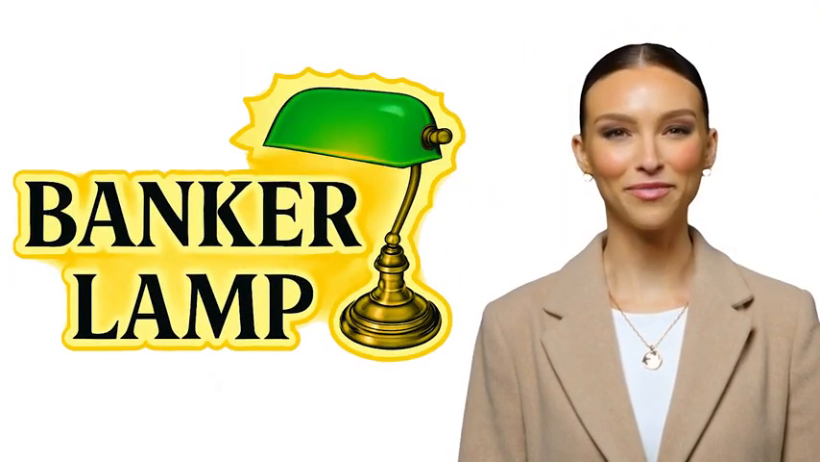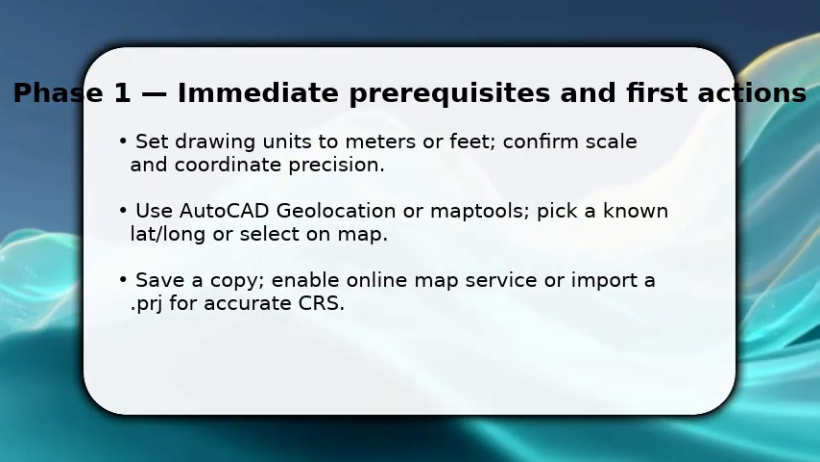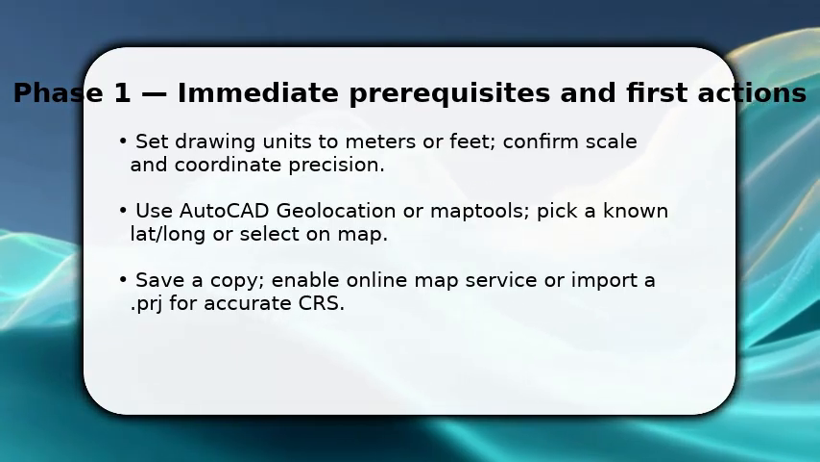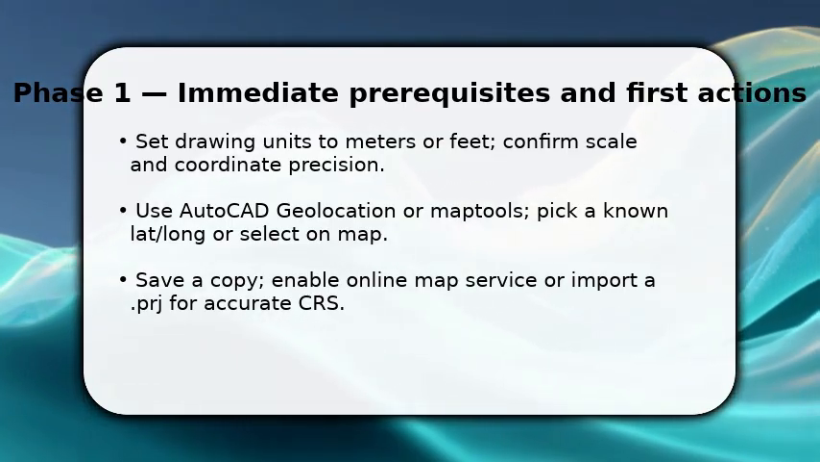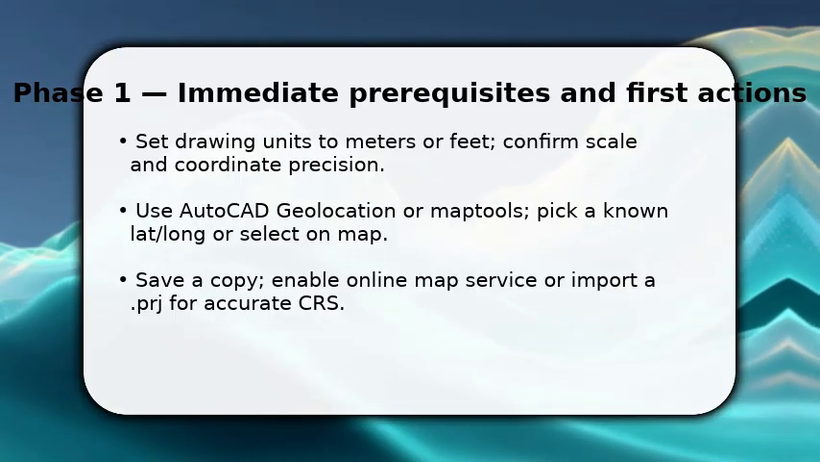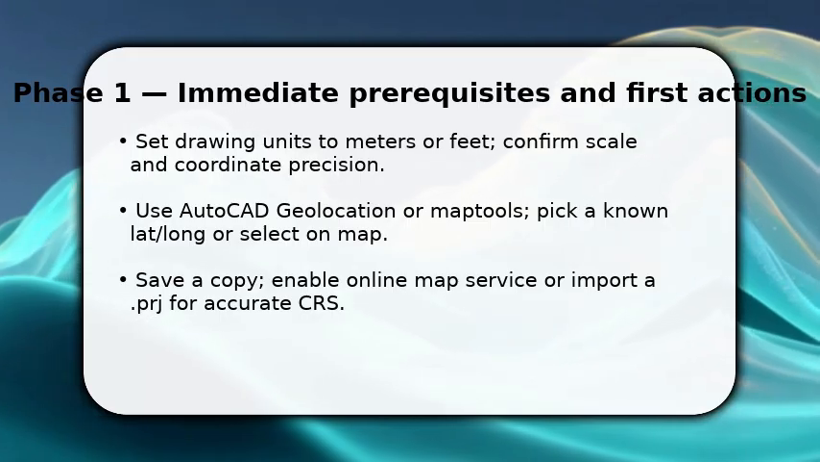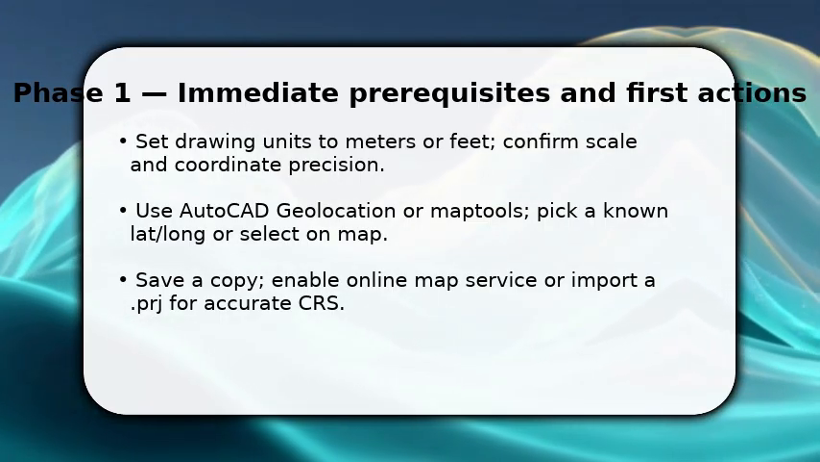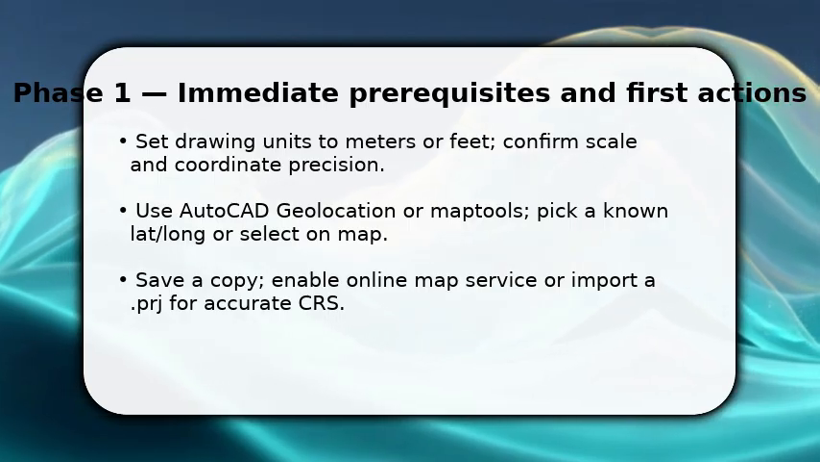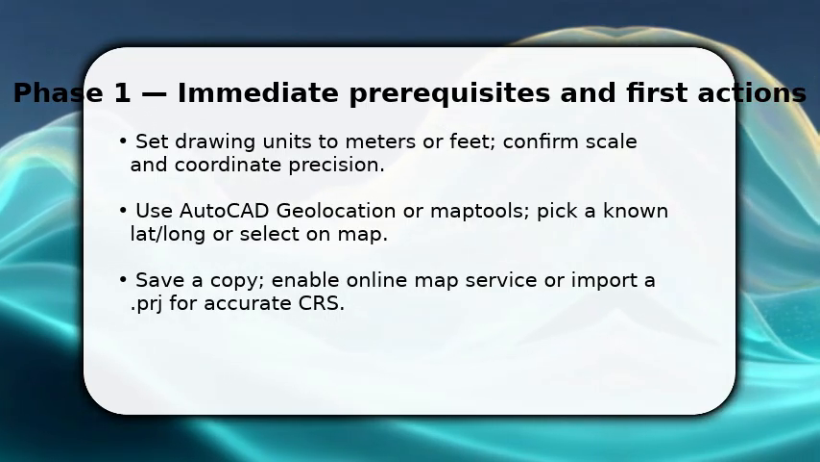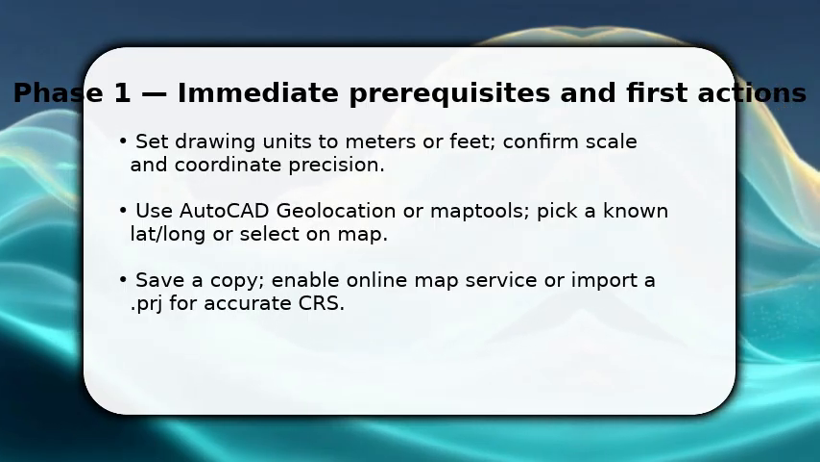Please enjoy the video. You start by making your AutoCAD drawing geographically aware. This matters because Google Earth relies on latitude and longitude. First, set drawing units and scale so measurements match real-world values. Then use the geolocation command or the map explorer to assign a coordinate system and a known lat/long. Pick a control point on your site.